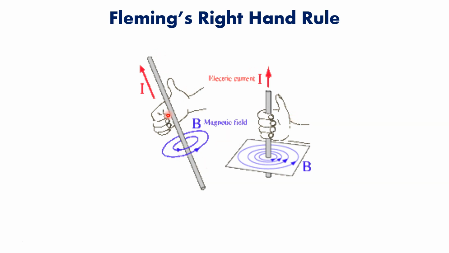Since the thumb is pointing up, that means the current is going upwards, and the fingers are wrapping around in an anti-clockwise direction. Even if you turn it around and your thumb is pointing downwards, then your fingers will be wrapped going in a clockwise direction. So that's what Fleming's right hand rule indicates. It indicates the relationship between the current and the magnetic field in terms of direction.